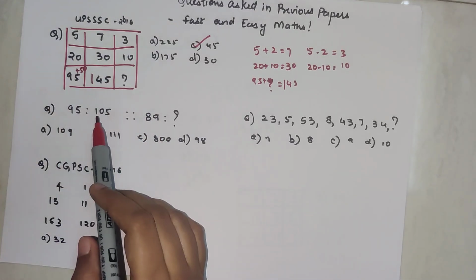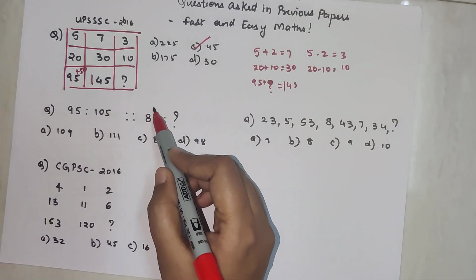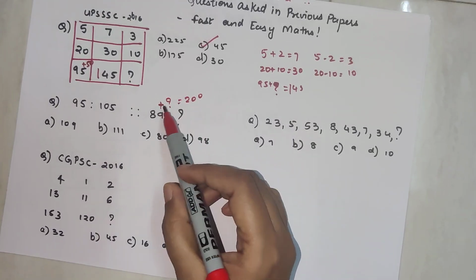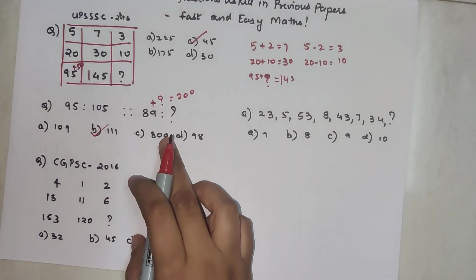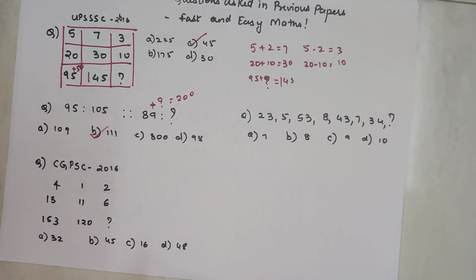Okay, so now what you do is we'll add. So when you add, you get 200. Then you should add what to this to get 200? You should add, correct, 111. 111, when you add, you get 200. So your option in this one is option B.